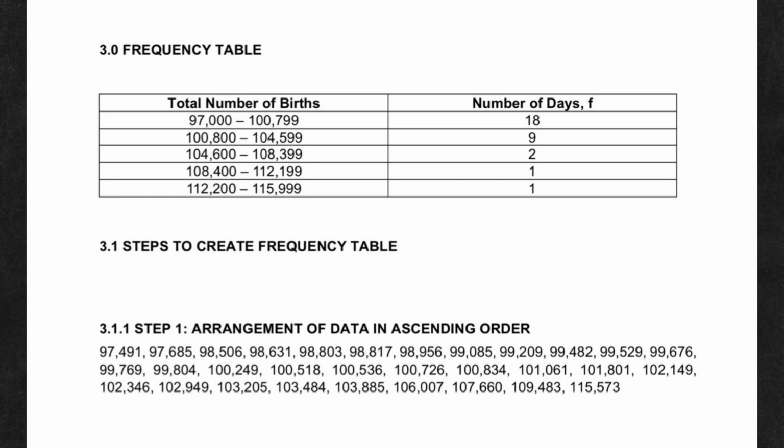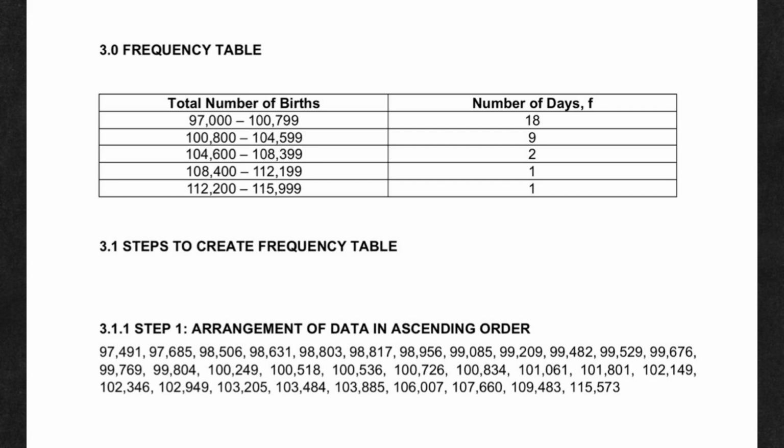The third class, ranging from 104,600 to 108,399 births, contains 2 days. The fourth class, ranging from 108,400 to 112,199 births, contains 1 day. The fifth class, ranging from 112,200 to 115,999 births, contains 1 day. Overall, the data consists of 31 observations.